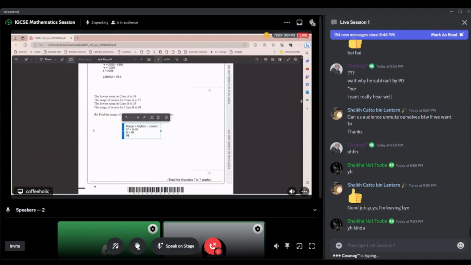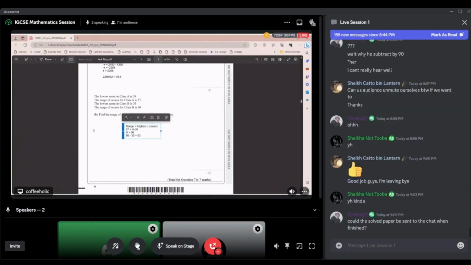The highest amongst both of the classes minus the lowest for both of the classes. Yeah. Okay. So all we've done is basically done 39 plus 33 and then just sort of subtracted that to get your range. Okay. Yeah, sure.